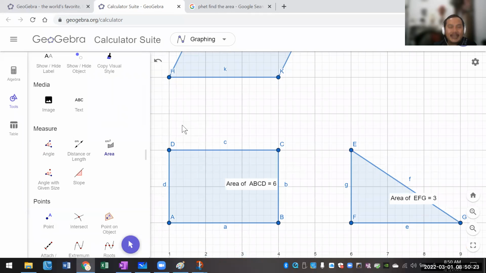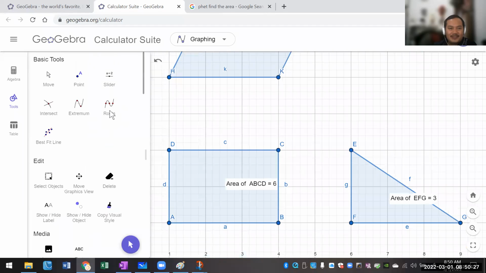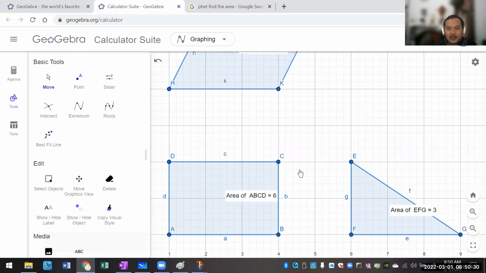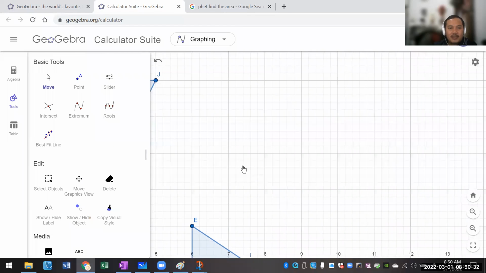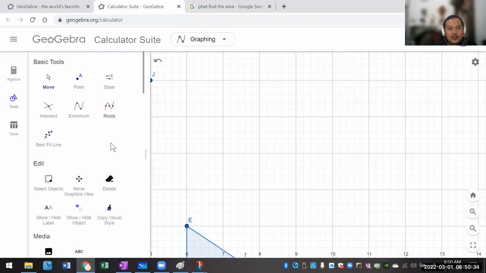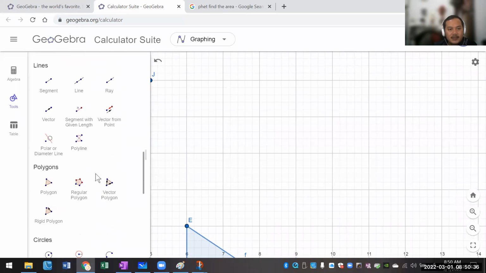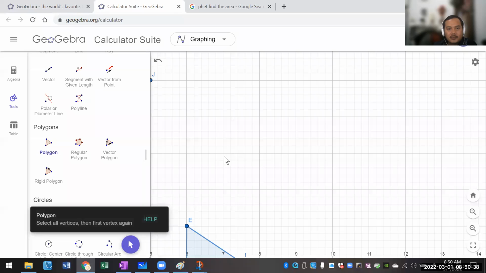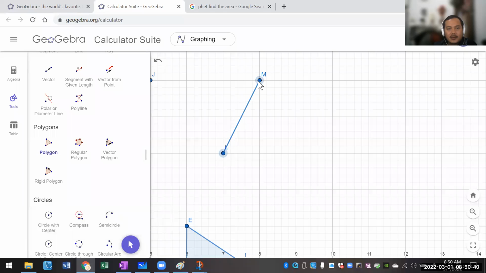Okay, now we're going to talk about trapezium. Yeah, trapezium. This is a little bit different. Okay, I'm gonna make it trapezium here, guys. So mana tadi ya? Construct a polygon. Okay, here we go. This time I'm gonna make it like this. This is a trapezium.